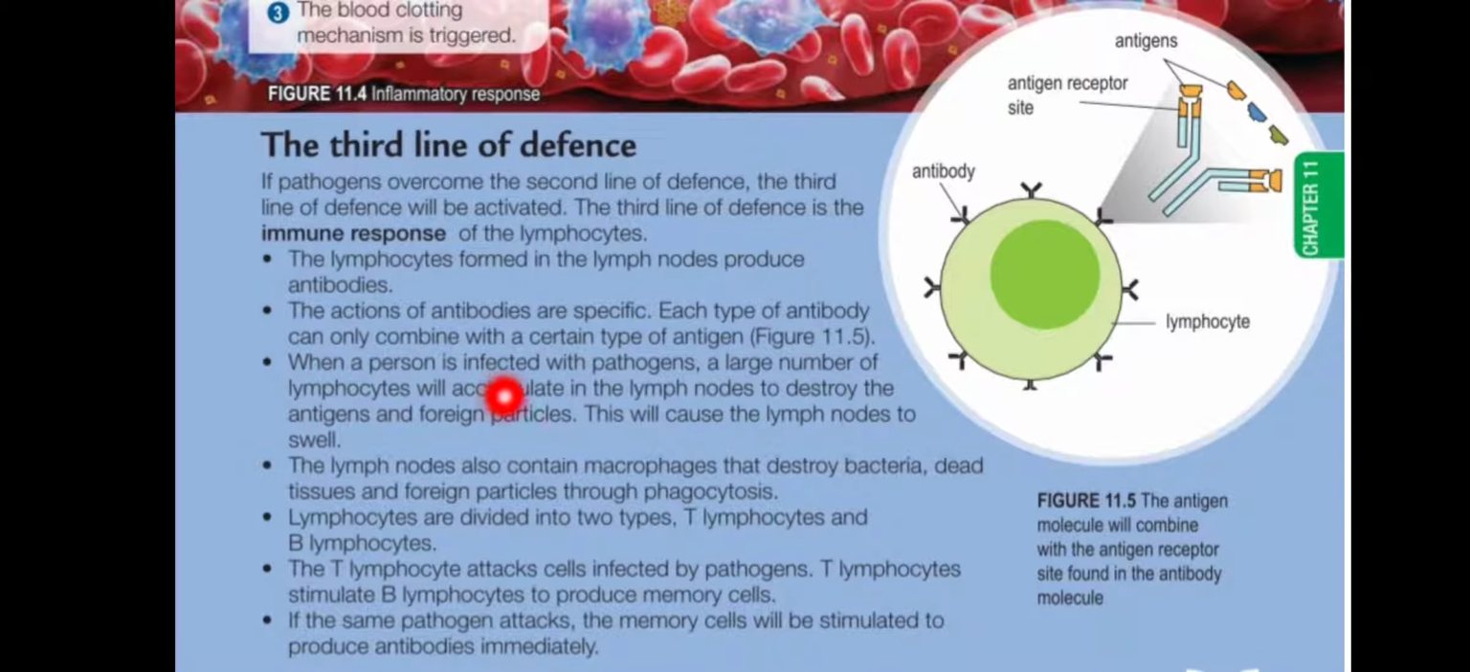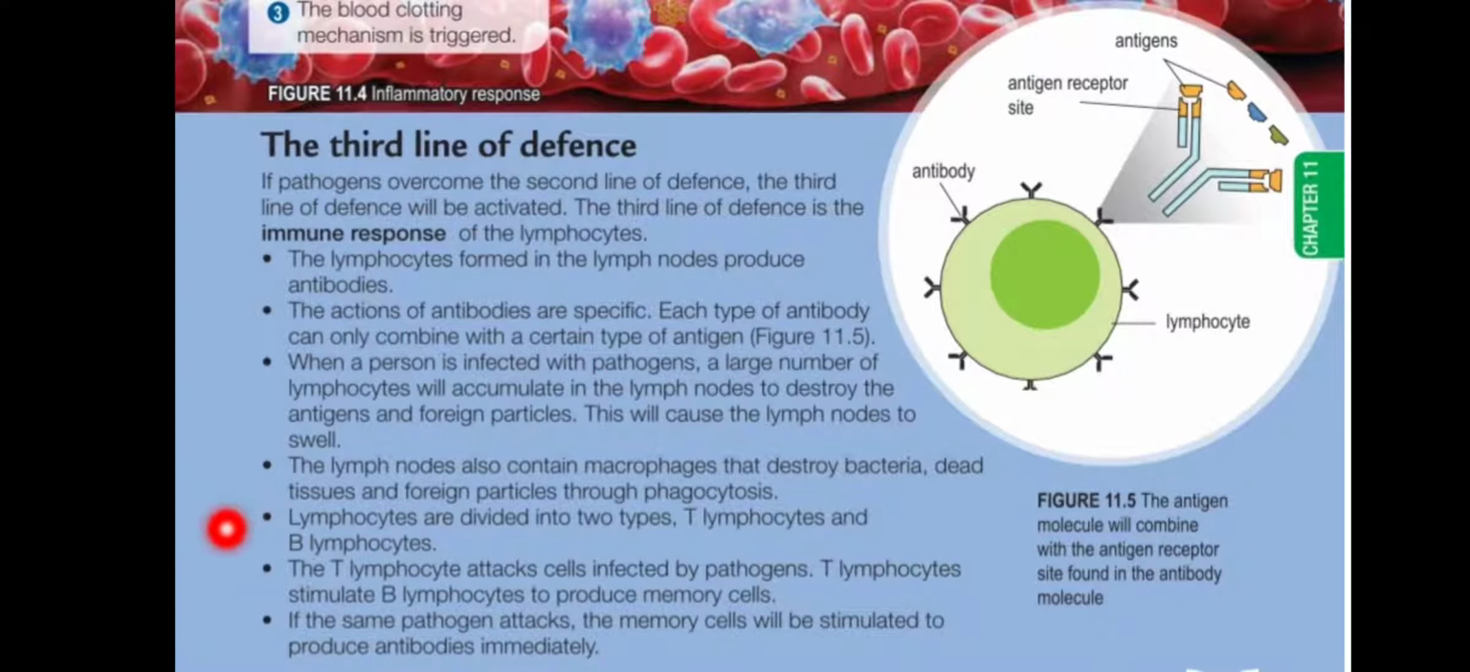When a person is infected with pathogen, a large number of lymphocytes will accumulate in the lymph nodes to destroy the antigen and the foreign particles. This will cause the lymph nodes to swell. The lymph nodes also contain macrophages that destroy bacteria, dead tissues, and foreign particles through phagocytosis. So lymphocyte terbahagi kepada dua, divided into two types, T lymphocyte and also B lymphocyte.